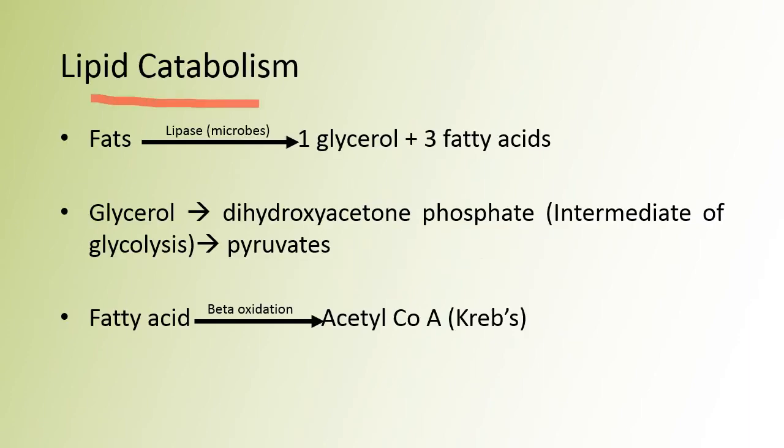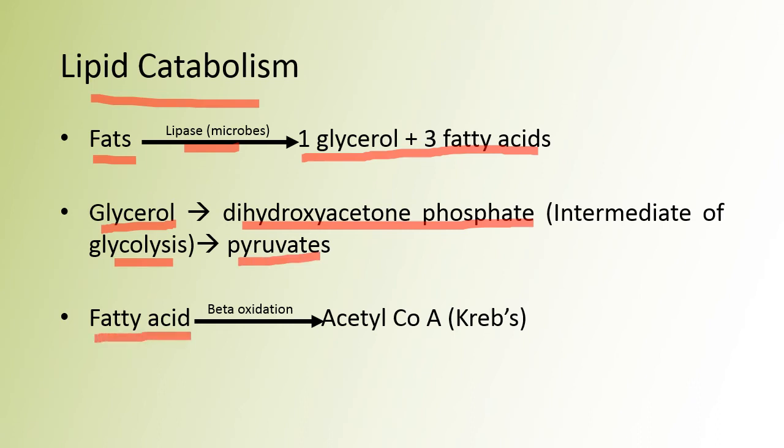Lipid catabolism. The fat will be digested into glycerol and 3 fatty acids by the lipase enzyme. After that, the glycerol will be converted into dihydroxyacetone phosphate, which is an intermediate in glycolysis, and this will go into glycolysis and be converted into pyruvate. On the other hand, fatty acids will be oxidized into acetyl coenzyme A, which is going to be involved in the Krebs cycle. Therefore, the oxidation of glycerol and fatty acids produces intermediates that can be used by glycolysis and the Krebs cycle for further oxidation and energy production.